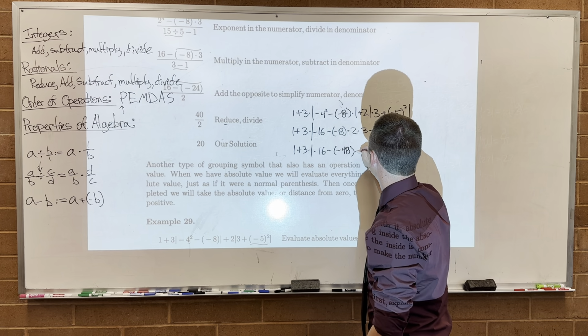5X minus 2Y minus 8X plus 7Y. When it's all said and done, how many X's do I have? I have negative 3 X's, and how many Y's do I have? 5. So this would be negative 3X plus 5Y, when we collect like terms. Negative 3X plus 5Y. Okay, let's try this one.